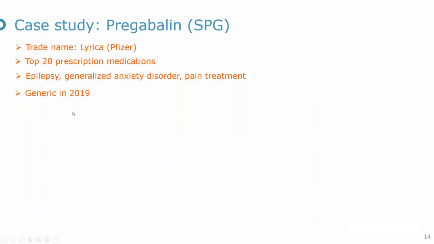So the case study of my webinar is Pregabalin. Pregabalin is made by Pfizer, also better known as Lyrica, and it's among the top 20 prescription medications. It's used to treat epilepsy, generalized anxiety disorder, and is used in a lot of pain treatments. And last year it actually lost patent, so it's now generic.